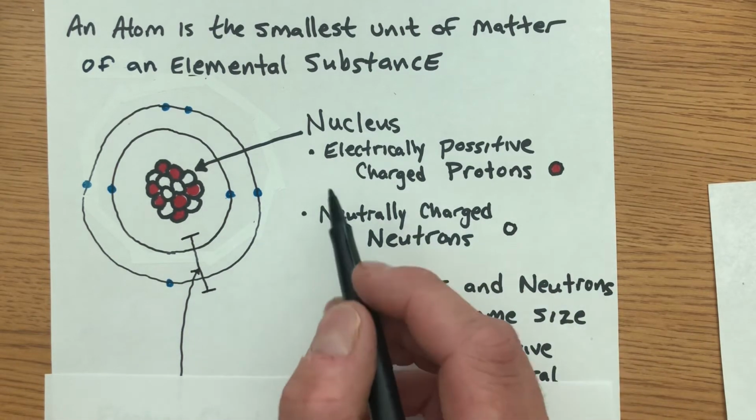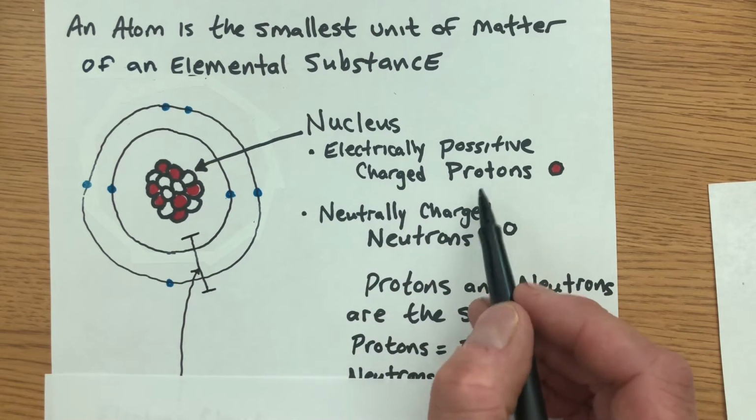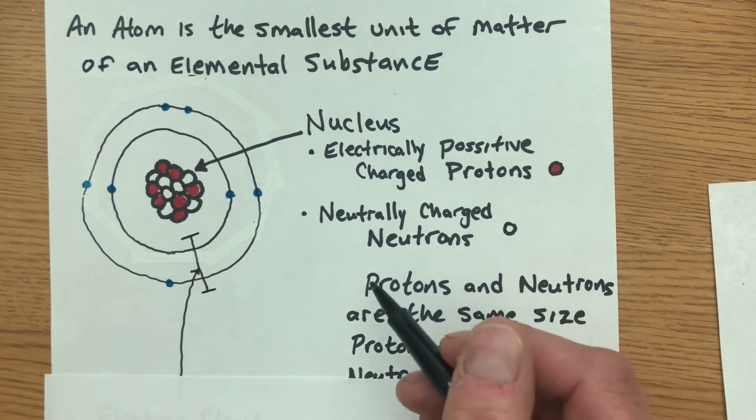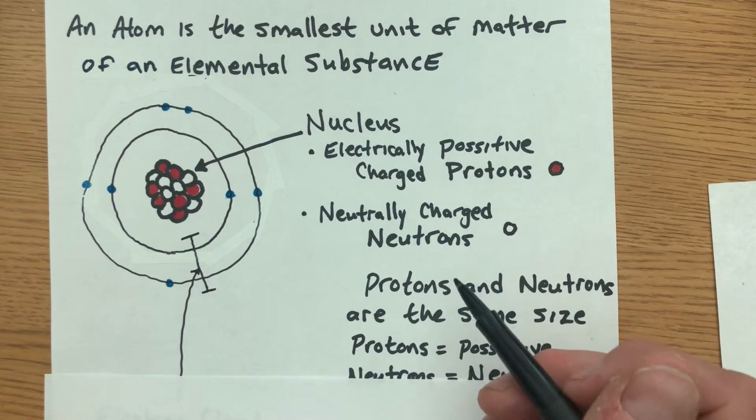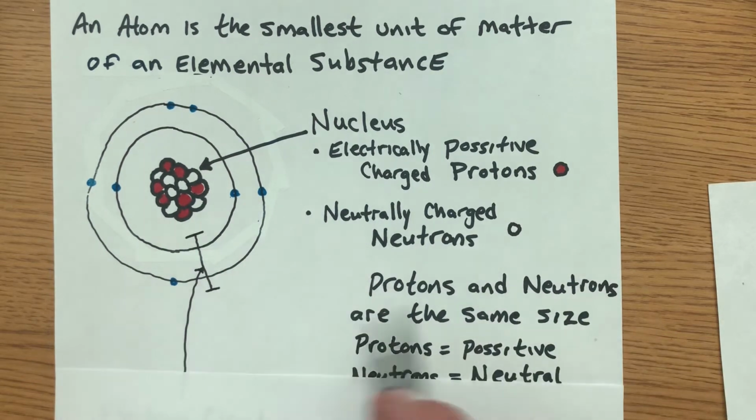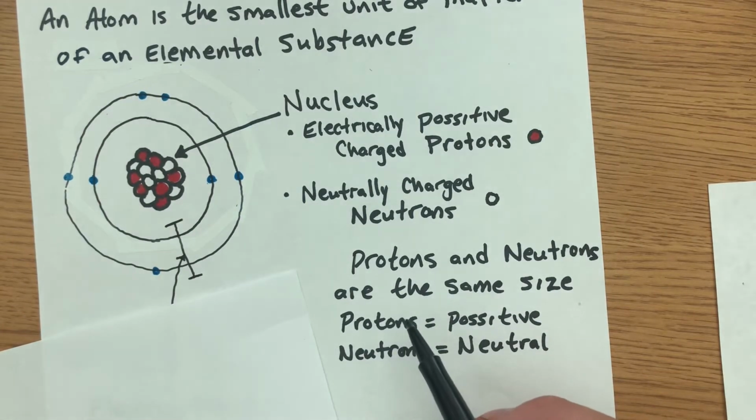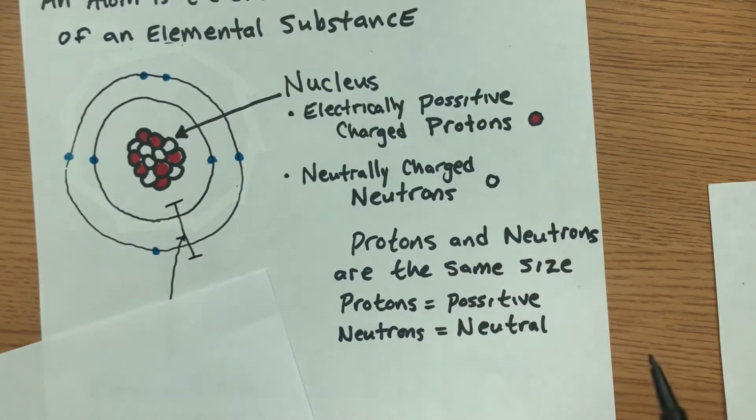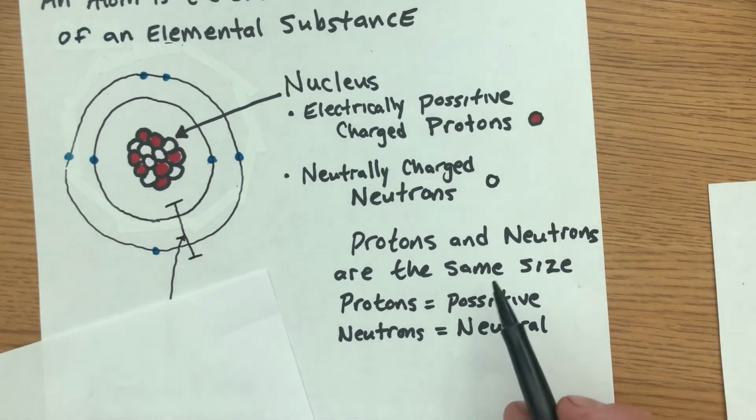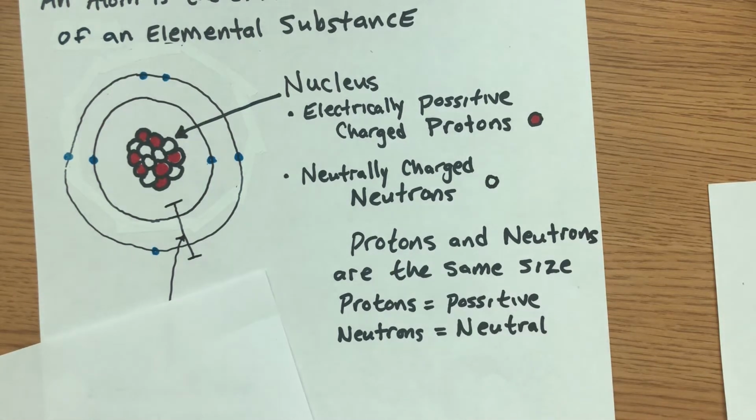So the nucleus, again, is made of protons and neutrons, and that's where all of the mass of the atom really is. I guess I'll say this first. Protons and neutrons are the same size, and so they both have equivalent masses. The difference is that protons are a positive charge and neutrons are neutrally charged, okay?